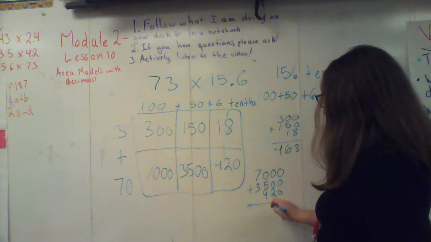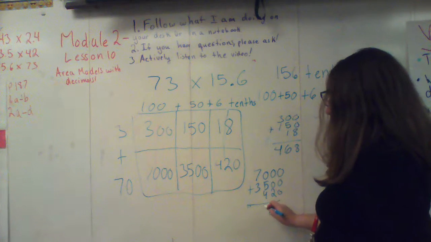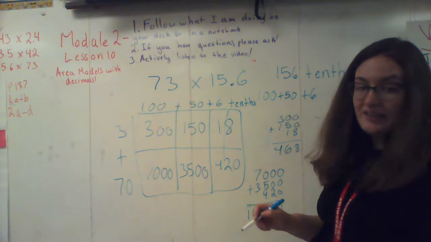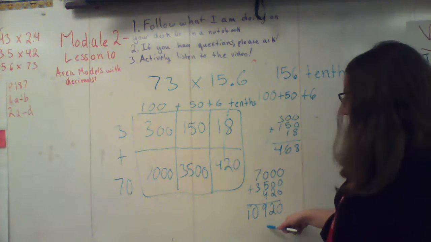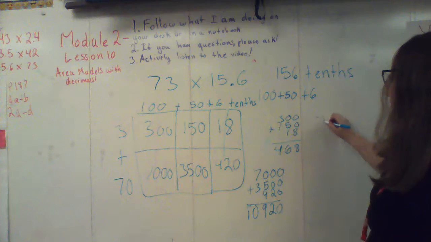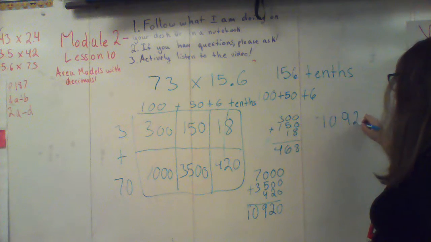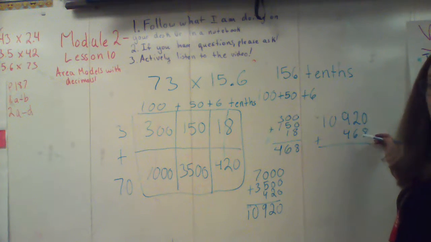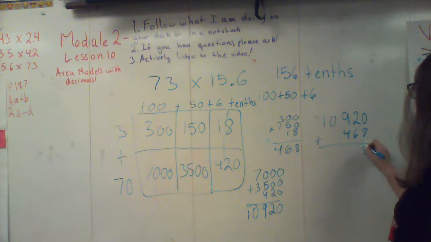0 plus 0 plus 2 is 2. 5 plus 4 is 9. And then 7 plus 3 is 10. So 10,920. I need to take these two numbers now and add those two up. So I do 10,920 plus 468. And I get 0 plus 8 is 8.